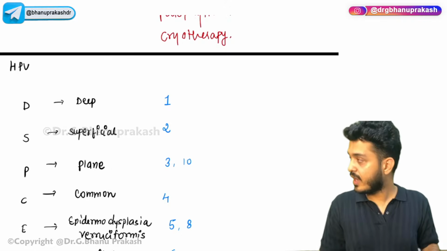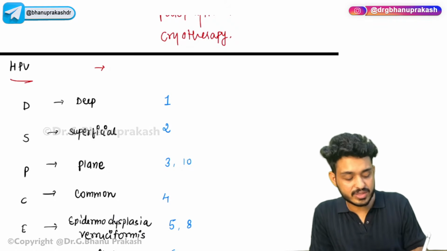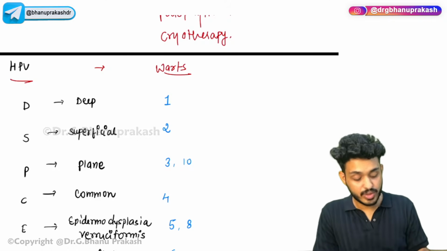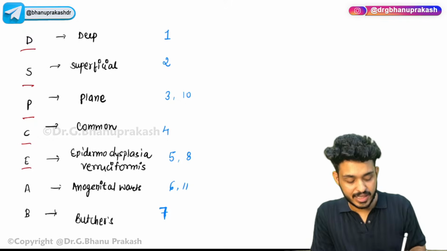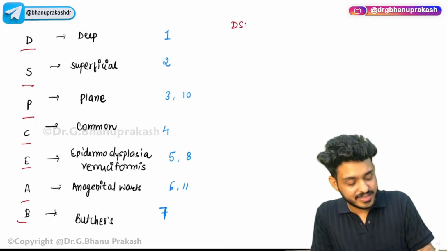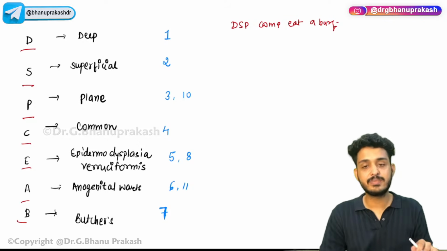Next is your HPV infection. Let's talk about the HPV infection. It will be causing what? Sir, what is the mnemonic that we have to remember here? The mnemonic that we have is DSP, come eat a burger. Again, we are eating burger. We are always hungry, right? So DSP, come eat a burger. Okay, that is the mnemonic for this particular thing.